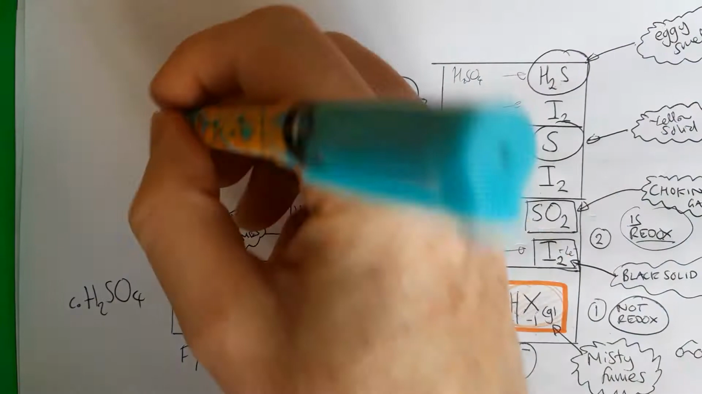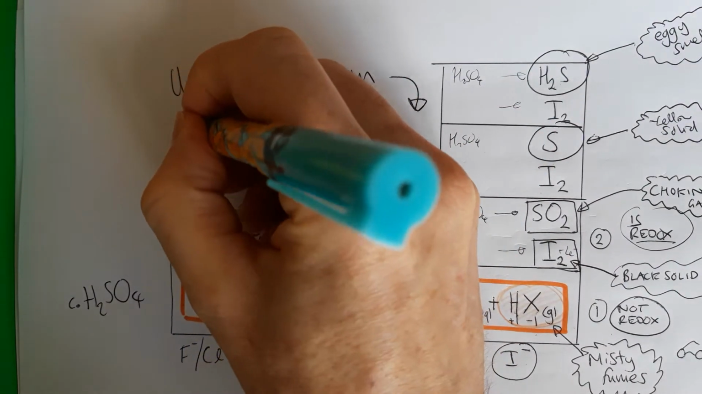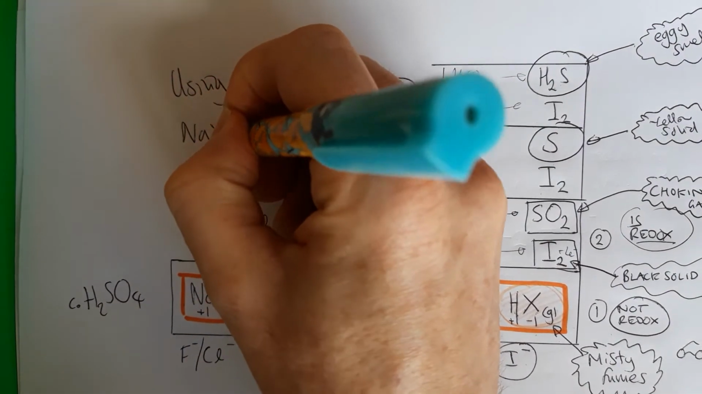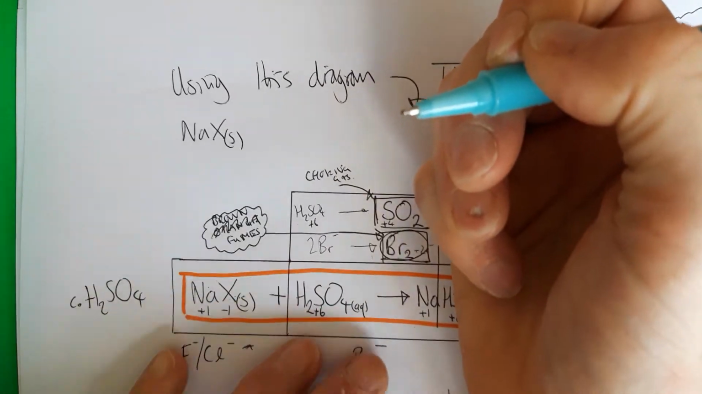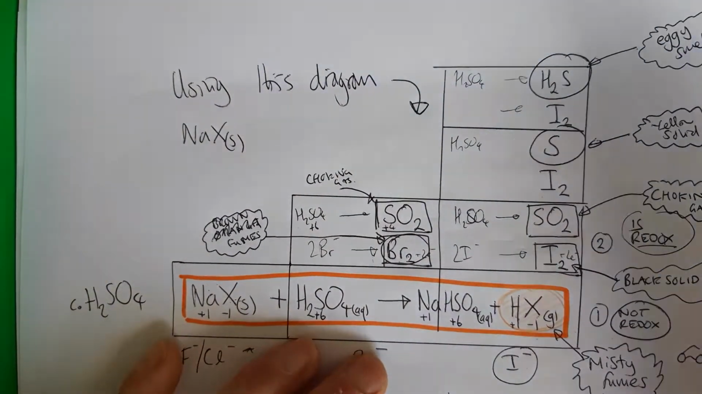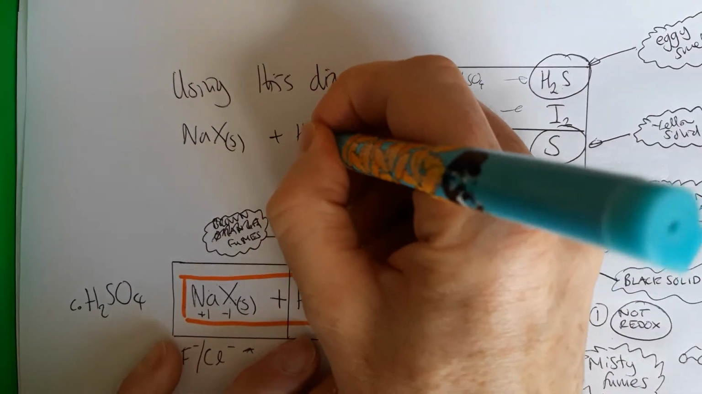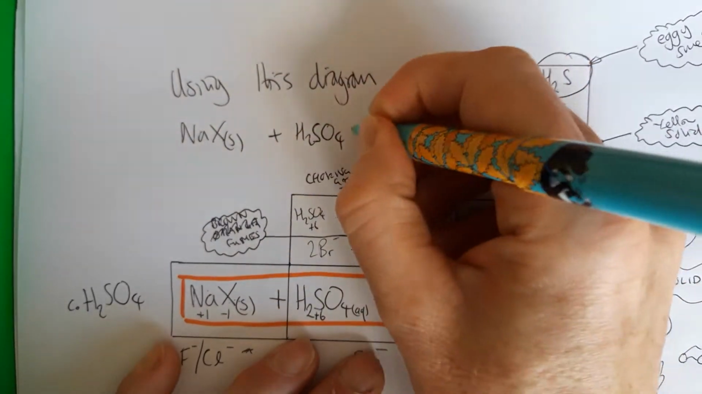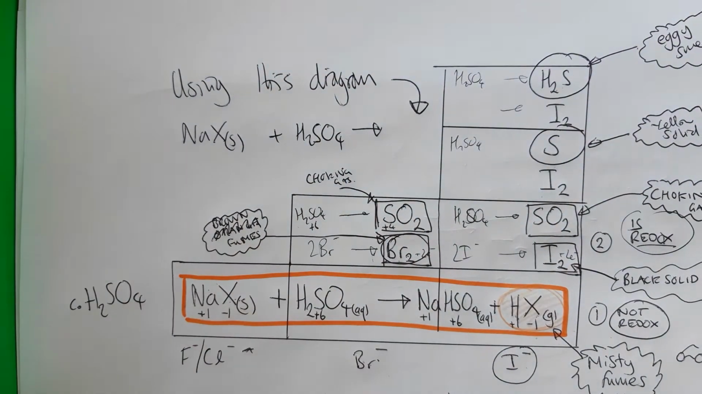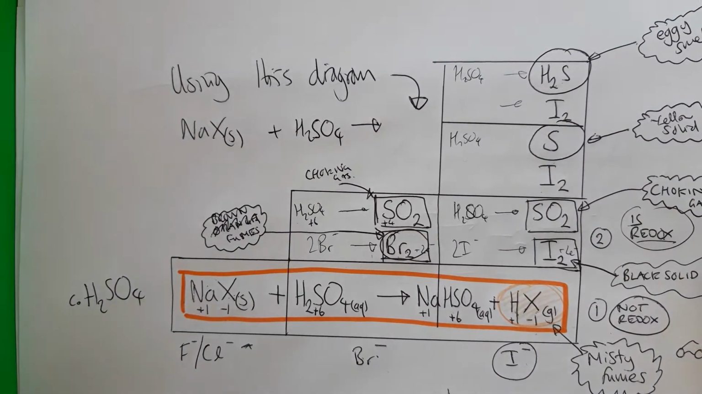It's really, really important for the reactions of solid sodium halides, it's important, the solid bit, and concentrated H2SO4. And these are reactions to show the reducing ability of the halides.